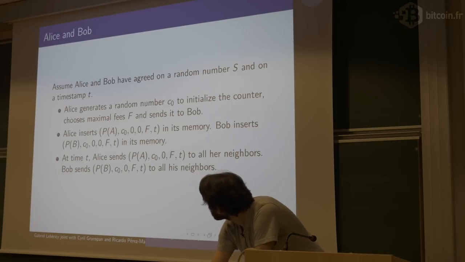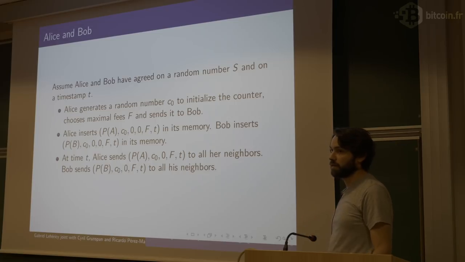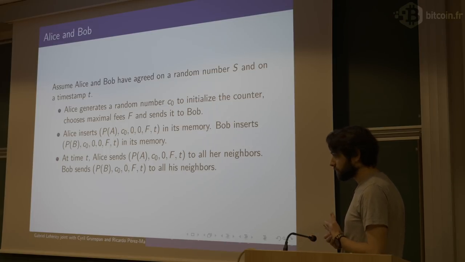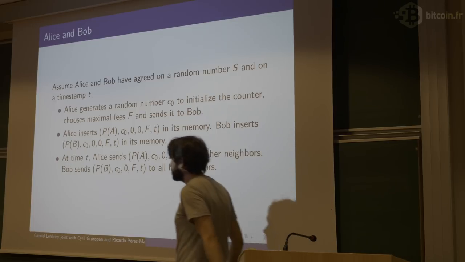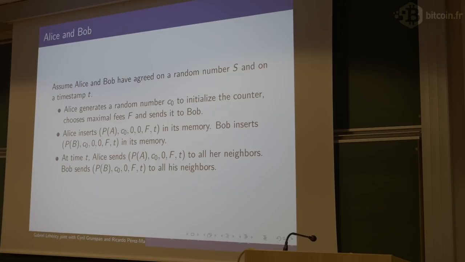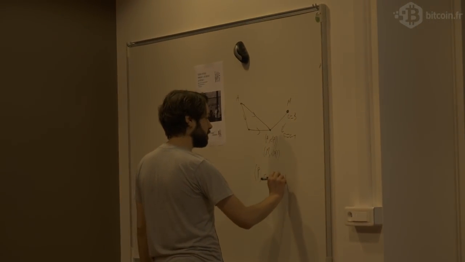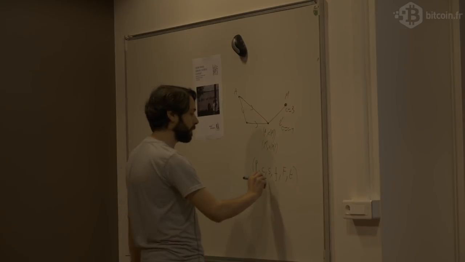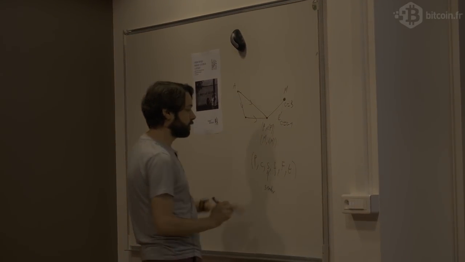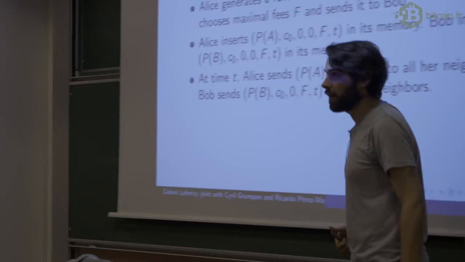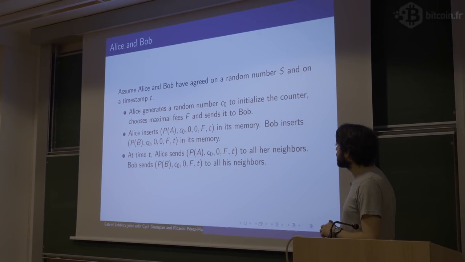Okay, so now just a few more precisions on how the algorithm works. I was talking about timestamps at the beginning. Actually, the timestamp is agreed upon at the beginning between Alice and Bob. So here is how the algorithm works. As I said earlier, there is a bunch of information attached to each seed. So you have the counter, the sender, which is the node that sent the seed. When they start, they agree on a timestamp and on the random number S, which will form the pheromone seed.